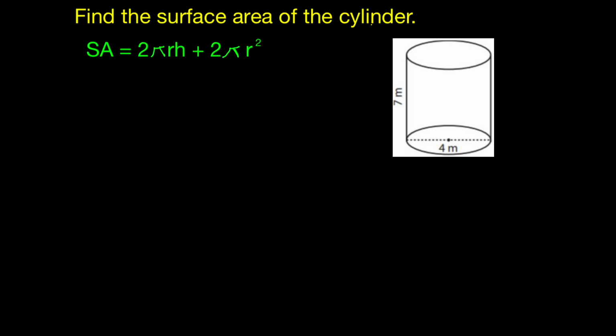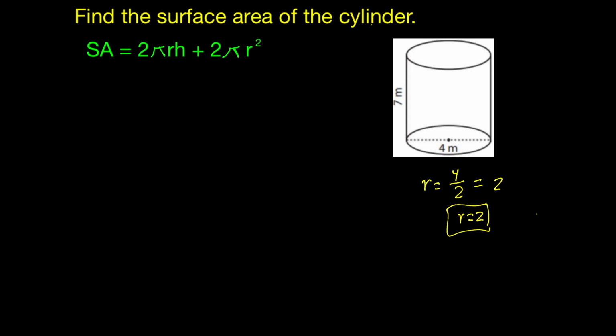So let's go ahead and do that by just plugging in the correct substitutions. To use this formula, I need the radius, and here I was given the diameter. Now the radius is just half of the diameter, so if my diameter is 4, the radius is going to be half of that. So 4 divided by 2, I get a radius of 2.